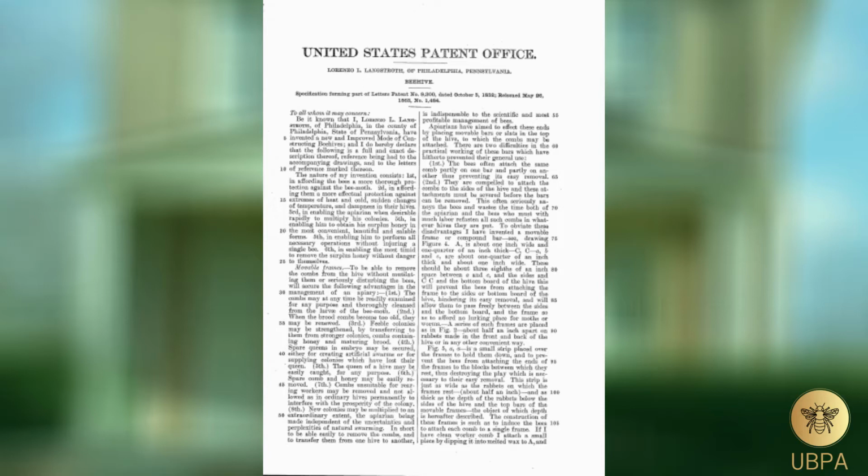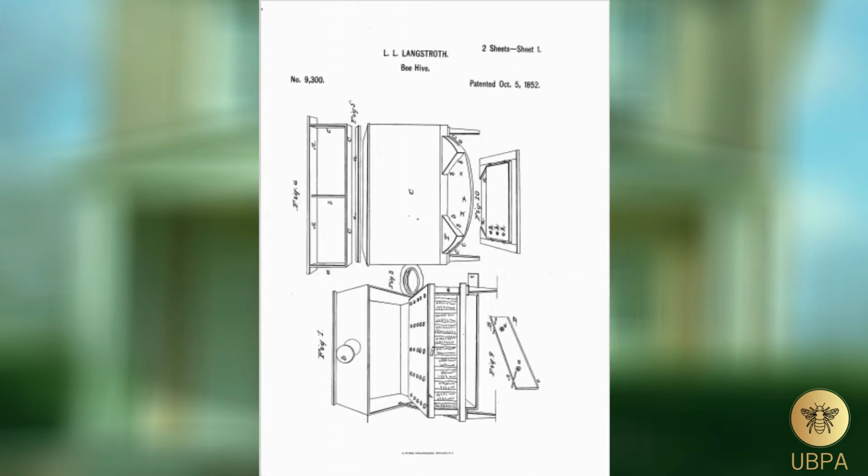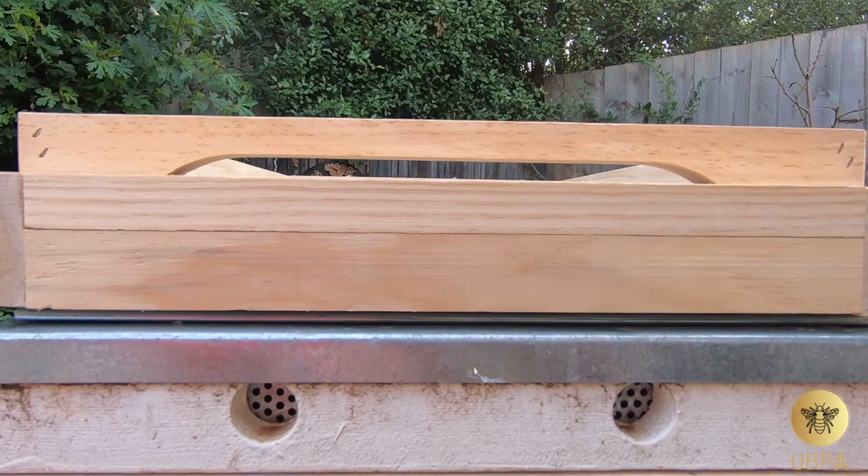He eventually worked on the design further and patented his beehive in 1852, officially bringing into existence the Langstroth Bee Hive, a fully movable, vertically modular beehive.